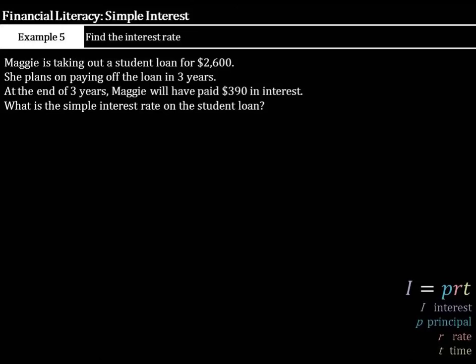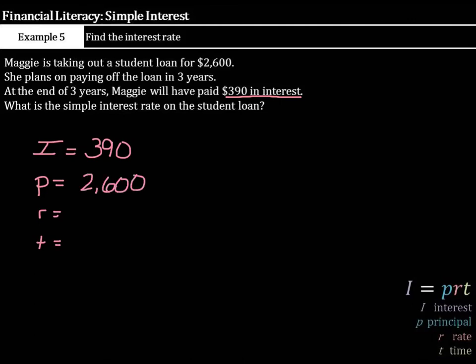So let's start this as we started every problem so far by defining our variables I, P, R, and T. We actually know the interest this time. We know the interest is going to be $390. We also know that she took out the principal, which is $2,600. We're actually solving for the rate this time, so that's just going to stay R. And our time is 3 years. And since our time needs to be in years, and it already is, we do not need to do anything more to that. So let's go to our formula, I equals PRT.